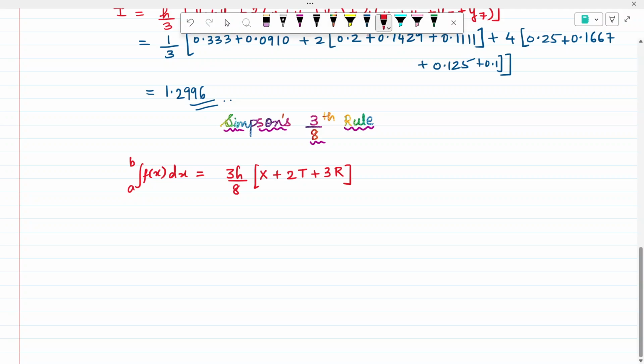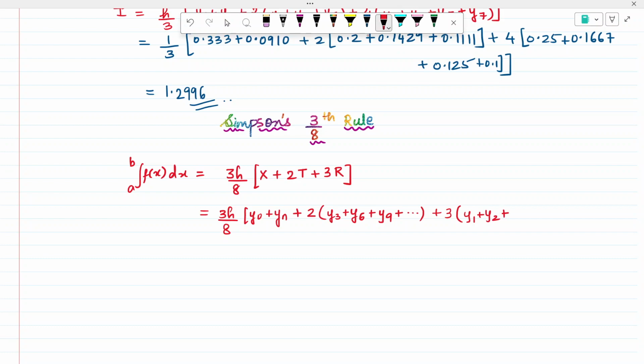So how do we write this? In the formal method, y0 and yn are always the extreme terms. 2 times multiples of 3, that is y3, y6, y9 and so on. 3 times the remaining terms. Now which remaining ones are left? y1 is left, y2 is left. y3 is already included, y4, y5 and so on. I hope you're understanding this. Yes, ma'am. Okay. So this is your formula. Now using this formula, let's start with the questions.